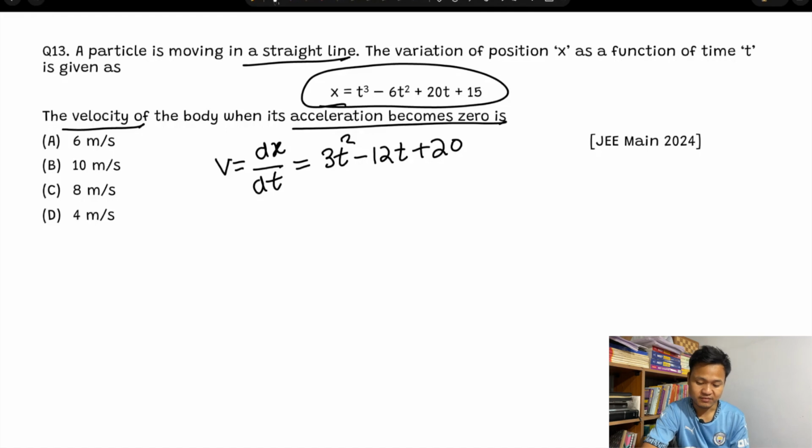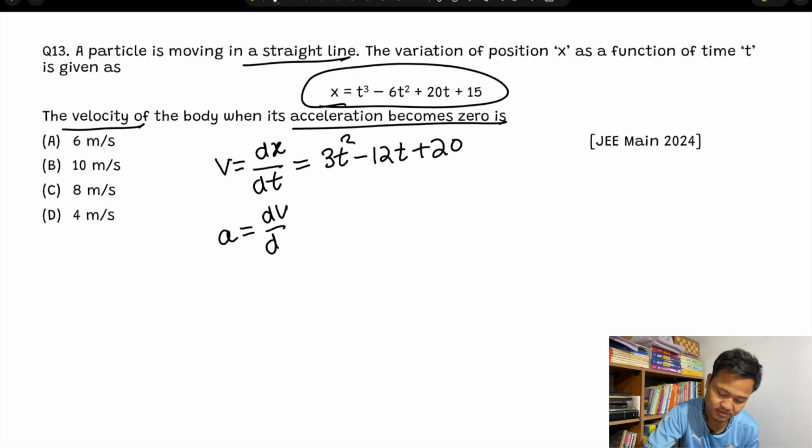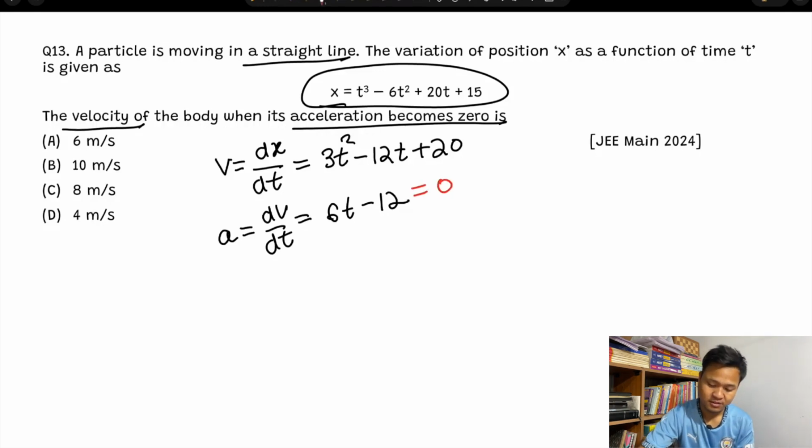Next, what else is given? You're given that acceleration is also 0. So we differentiate v to get the acceleration component. What is dv by dt? How much is this? 6t minus 12. You're given that this value is 0, acceleration is 0. So you solve this one.